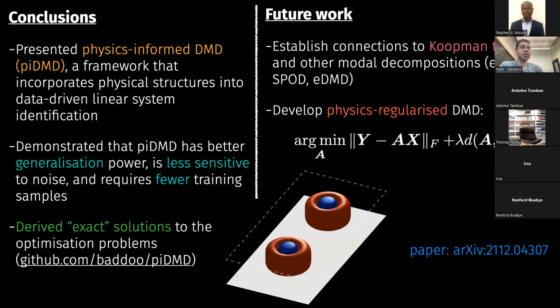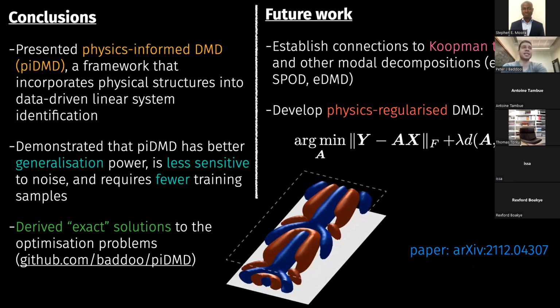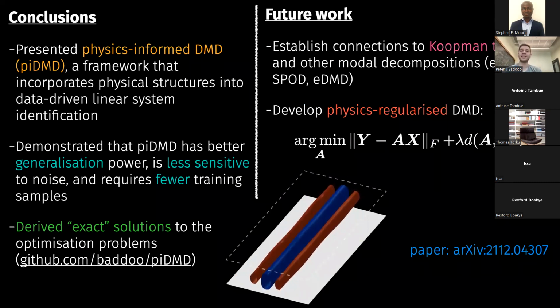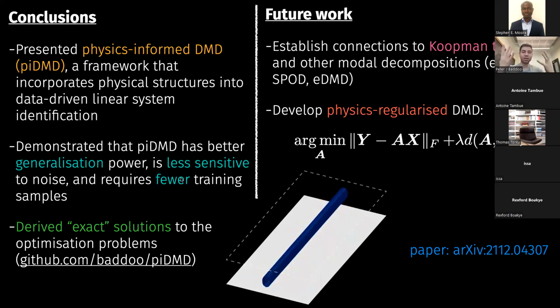Okay, so just to sum up, we've presented this physics-informed dynamic mode decomposition, which is a new framework that allows us to leverage our knowledge of physical structures in data-driven linear system identification, and it allows us to identify the modes that best characterize the data. And through a sequence of examples, we've demonstrated that piDMD is more generalizable because it knows about more of the structure of our system. It's less sensitive to noise, and it also requires less training data because there are fewer degrees of freedom in the system.